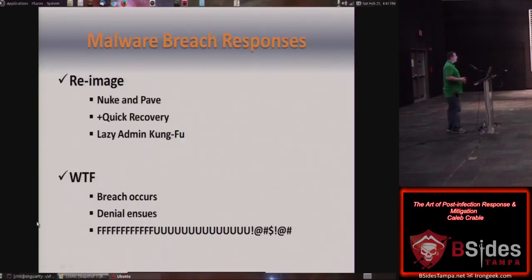So malware breach responses, which is very important. It goes along with having a plan built in to mitigate this risk, remove this risk, see what the heck happened. So the first malware breach response: reimage. Now, everyone here, at least 90% of you, has probably reimaged a machine for some odd reason one day or another.